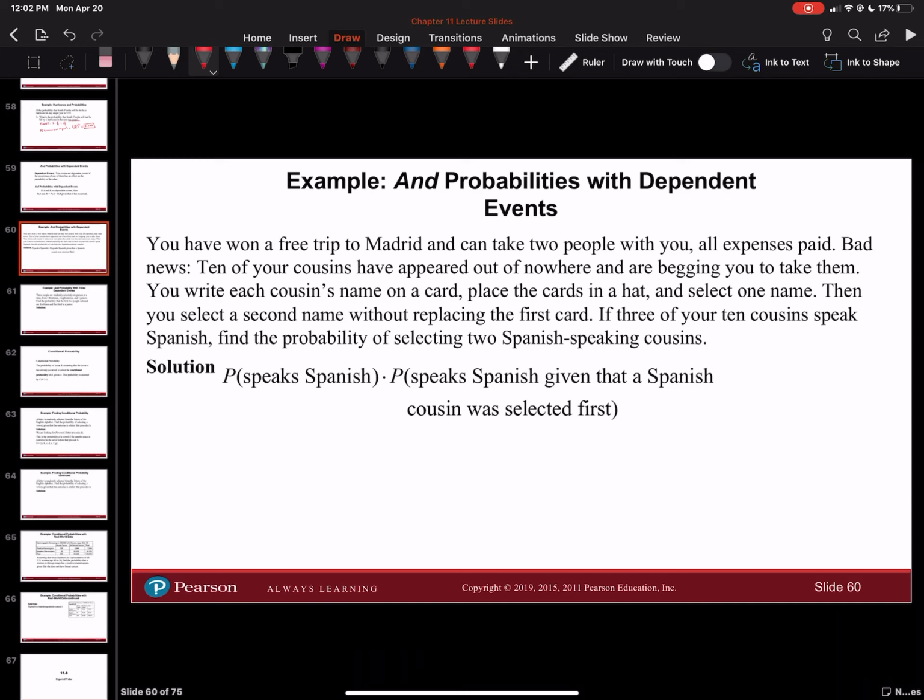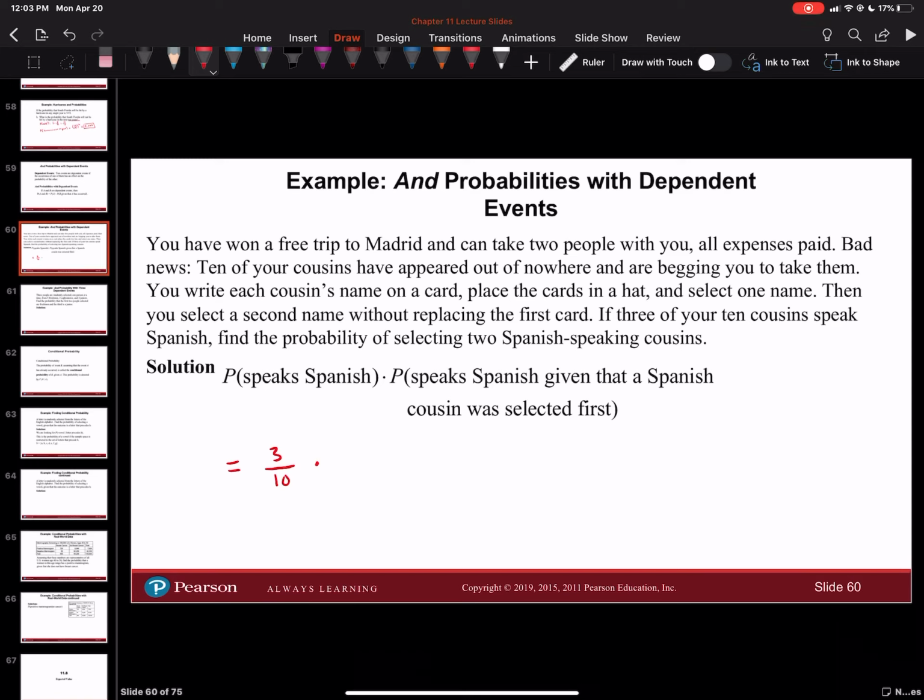So we're going to have the probability of speaking Spanish times the probability of speaking Spanish, given that the first cousin spoke Spanish. All right. So let's look at this. Now, we're picking how many? 3 out of 10. All right, 3 out of 10 speaks what? Spanish. So that's our A. That's our probability of A.